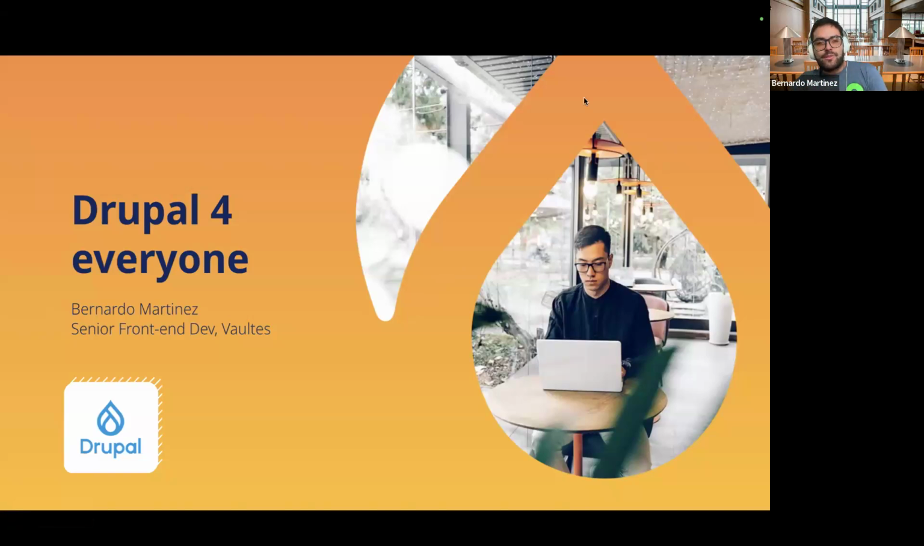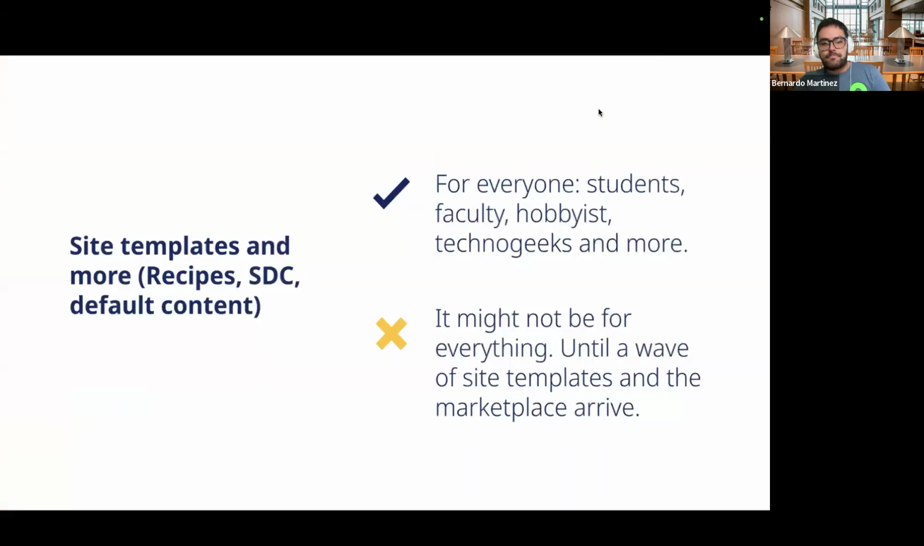Back in the day when I started with Drupal, there were many things that led me to go towards WordPress or something else, one of which was the lack of site templates. So what is a site template? A site template is a combination of a recipe, single directory components, and default content. It can include more than that, but those three are key.